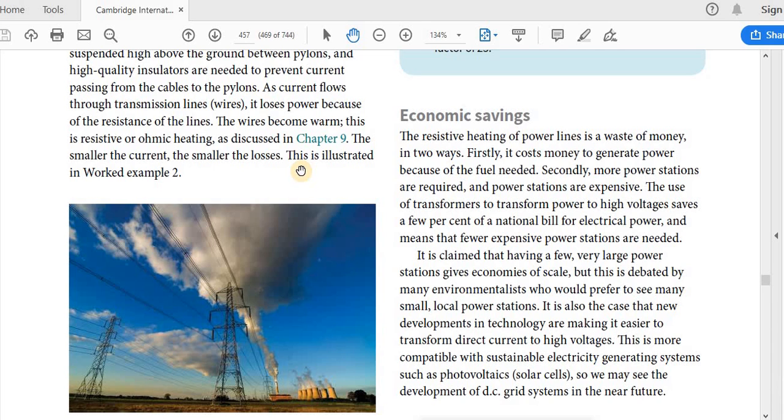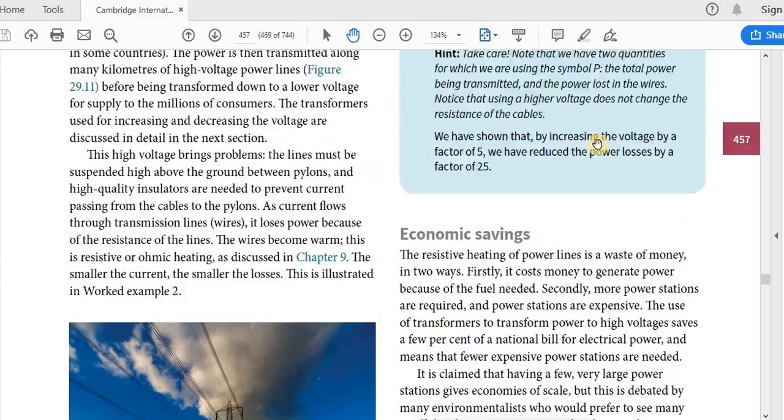So the power loss equals I squared R. R is constant, that is the resistance of the cable or the lines or the wires. So to reduce the power loss, you can reduce the current. That's why we transmit at high voltages and low currents. This is illustrated in worked example 2.